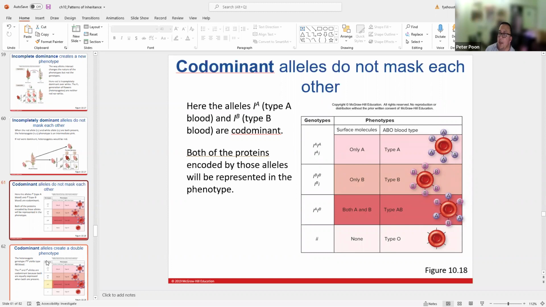The most obvious one of these is your blood type. You have three alleles for blood type: A, B, and O. A is dominant over O. B is dominant over O. A and B are co-dominant to each other, which means if you have both of them, both are expressed, and that's where you get phenotype AB.